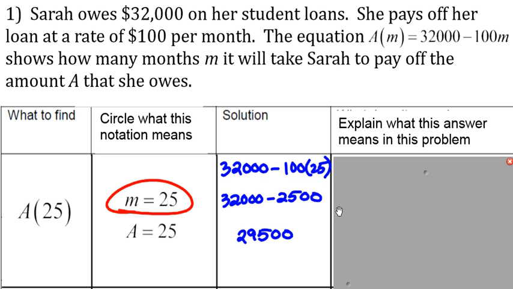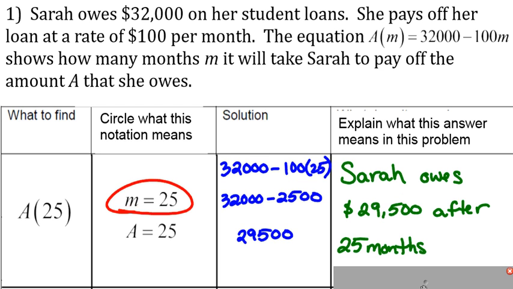Well, what does that mean? Well, again, 25 represents M. So that's 25 months of payments. So Sarah owes $29,500 after 25 months of payments.